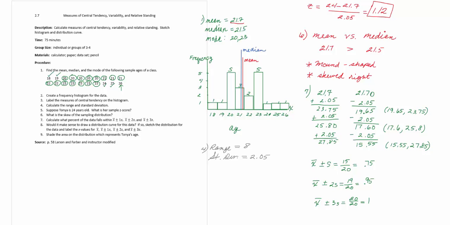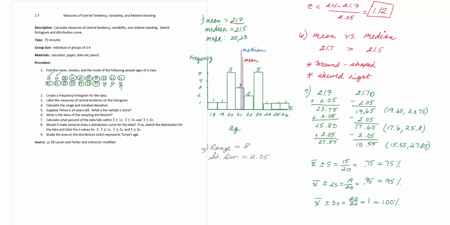So if we convert these to percentages, 0.75 times 100 would give us 75% of the data falls within 1 standard deviation. 0.95 times 100 means 95% of the data falls within 2 standard deviations. And finally, 1 times 100 would mean 100% of the data falls within 3 standard deviations of the mean. So now that we have the percentages, we can determine the answer to number 8.